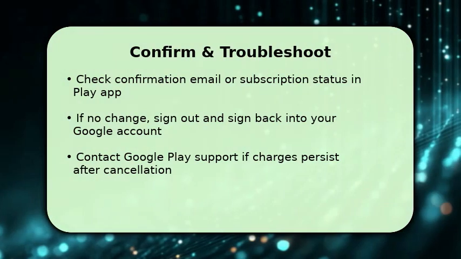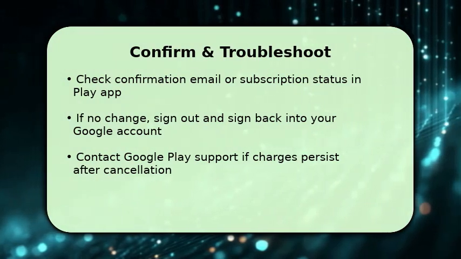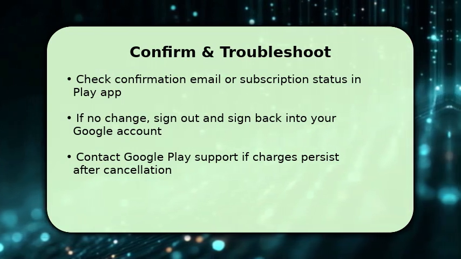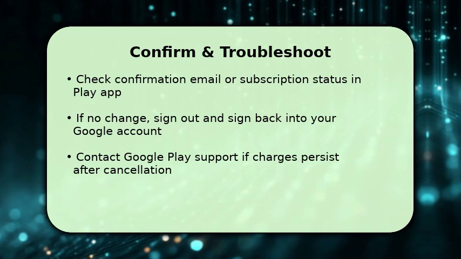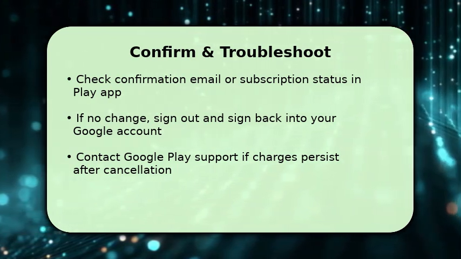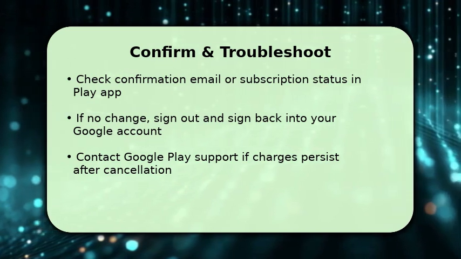Finally, confirm cancellation via the Play app status and the confirmation email. This proves auto-renewal is off and documents the action. If the subscription still shows active, sign out and sign back in or clear Play Store cache to refresh account data, because sync glitches can hide updates.